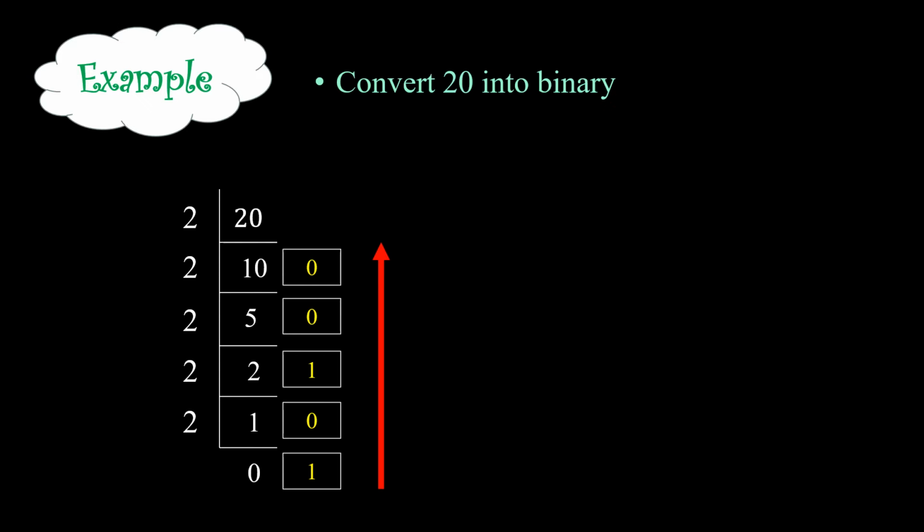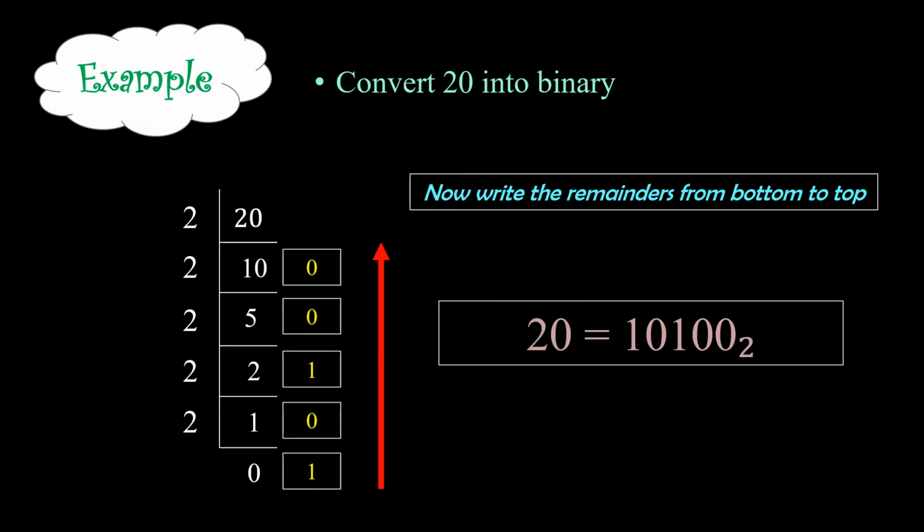The division is over, and now the next step is you have to write the remainders from bottom to top. Let's do that. Okay, 20 equals 10100 in binary. So the answer is this. It's super simple. These are the only steps that you need to convert a decimal into a binary number.